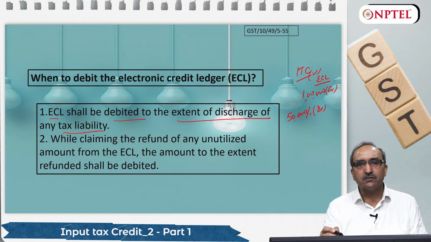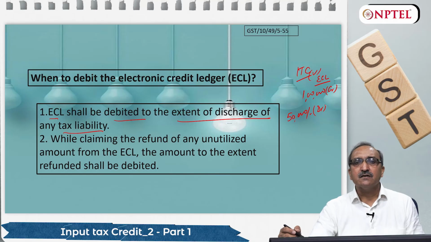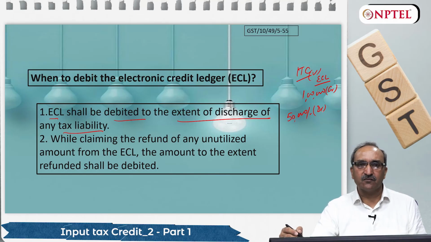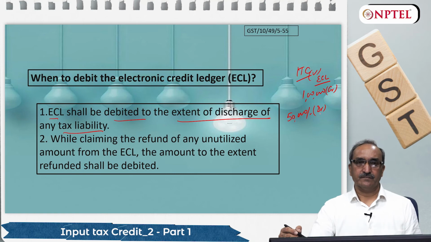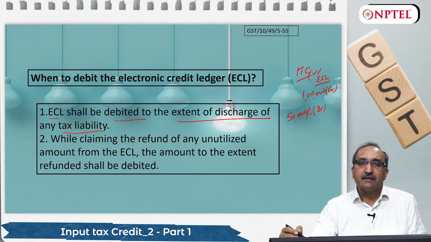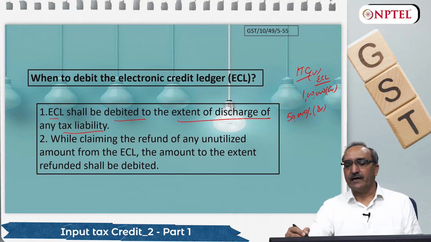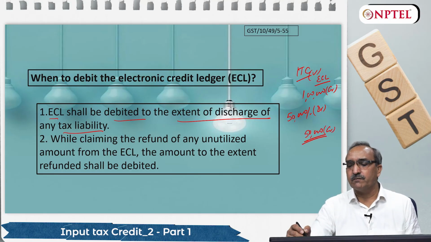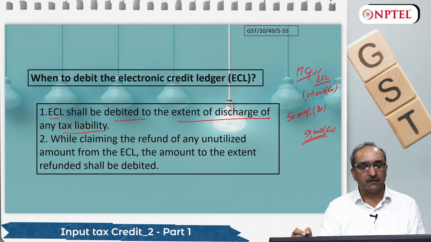So the electronic credit ledger shall be debited to the extent of discharge of your tax liability. You have sold your goods, now you have tax liability to pay to the government. You have the option either to use your electronic credit ledger balance or to pay through cash. If you have credit ledger balance, definitely you will use it first, because you have already spent this amount on your procurement. So you will exhaust this balance and discharge your liability. If my outward liability is 50,000 rupees, I will use the 1 lakh rupees, it will be debited by 50,000 rupees, and my balance remains 50,000 rupees as credit balance after meeting my tax liability for that particular month.